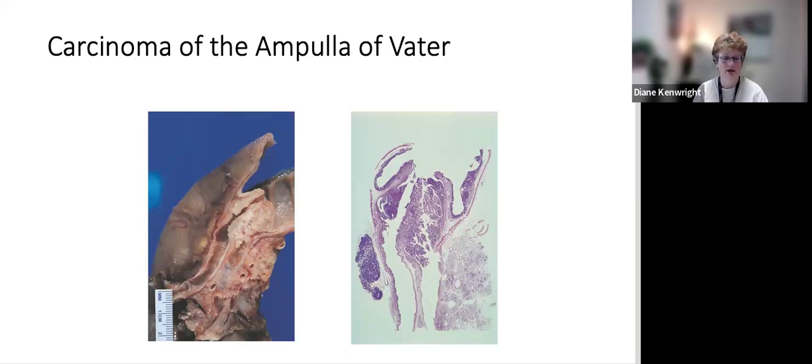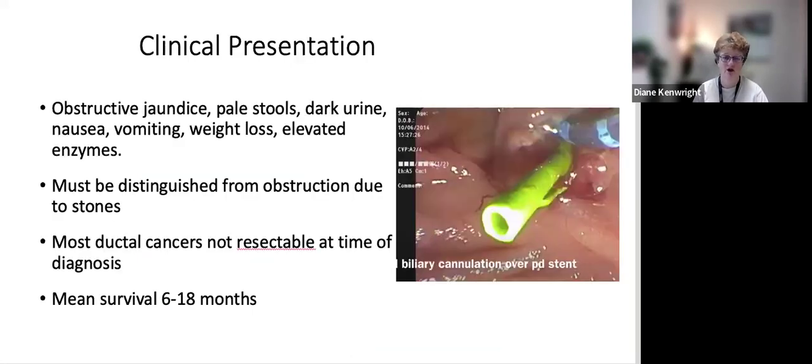So what are the clinical presentations of carcinoma of the ampulla of Vater, or in fact, any carcinoma that is obstructing the bile ducts. The first is you get obstructive jaundice, characterized by pale stools, dark urine, nausea, vomiting, weight loss, and elevated liver enzymes. Remember, stones can cause this, as can fibrosis.